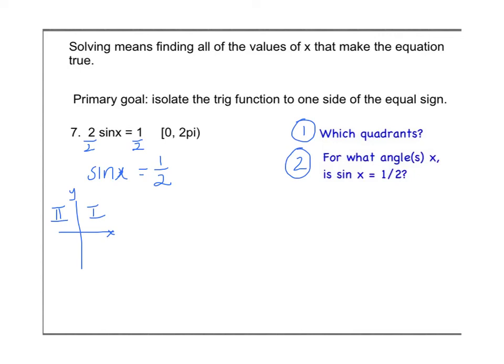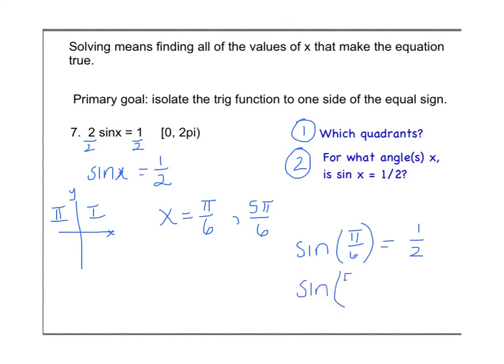Well, in the first quadrant, x would be equal to pi over 6. In the second quadrant, the pi over 6 angle is 5 pi over 6. So here's the deal. If I take sine of pi over 6 on my calculator, I should get 1/2. But if I also take the sine of 5 pi over 6, I'm also going to get 1/2. There are two answers to this equation.